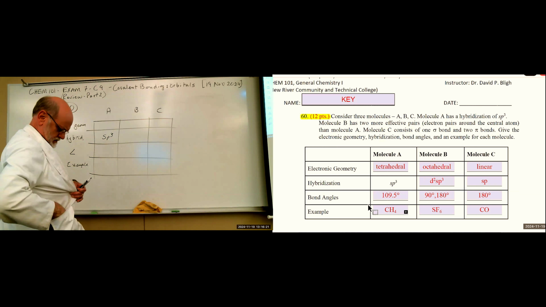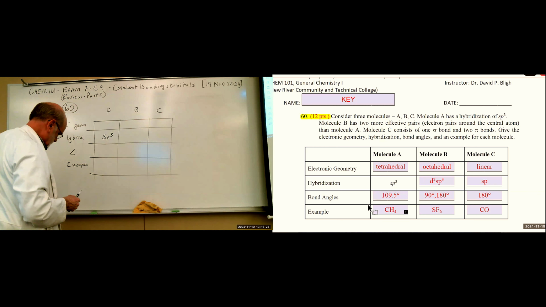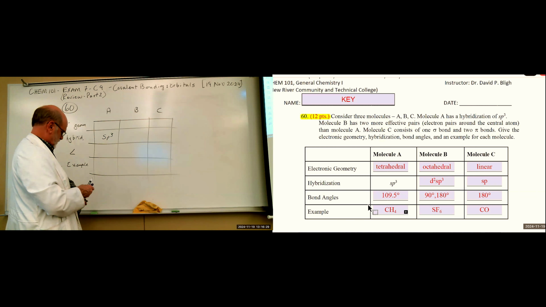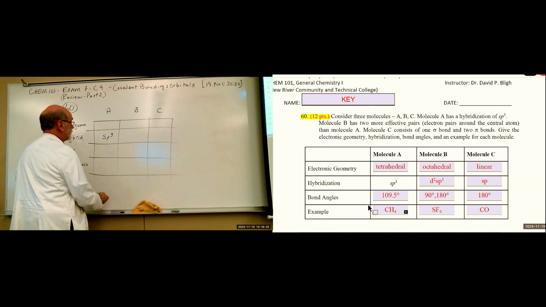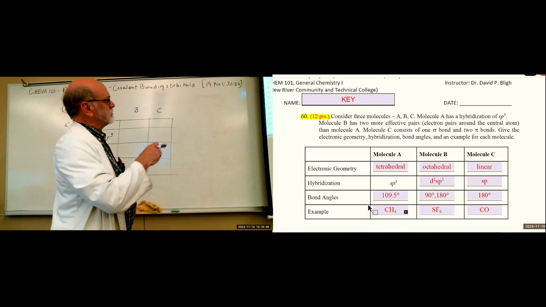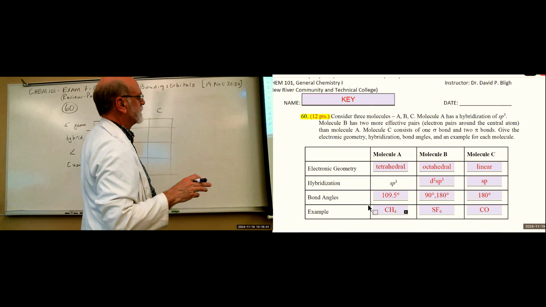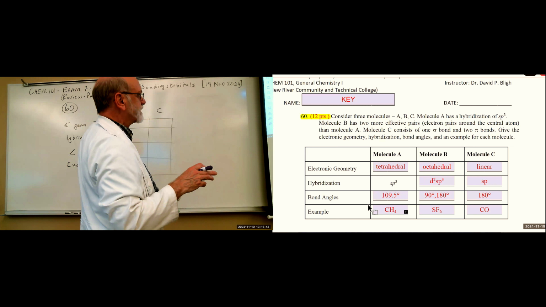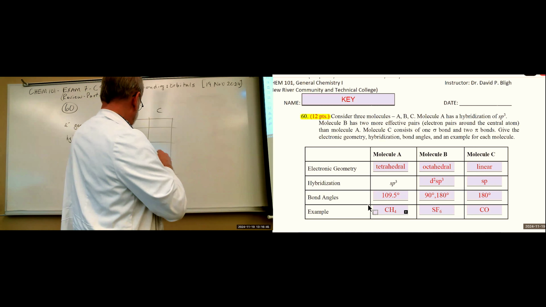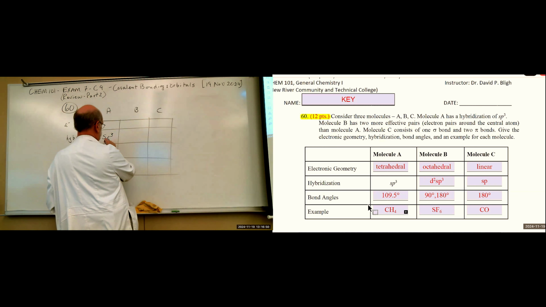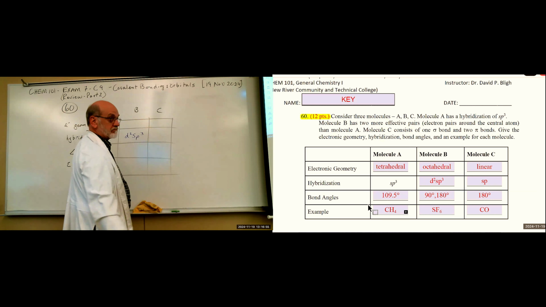Let's see if I got a different color. About purple. It works. Okay, consider three molecules. A has a hybridization of sp3. B has two more effective pairs. If it has two more effective pairs, what are they going to be? sp3 is used all up. We need d2sp3, right?